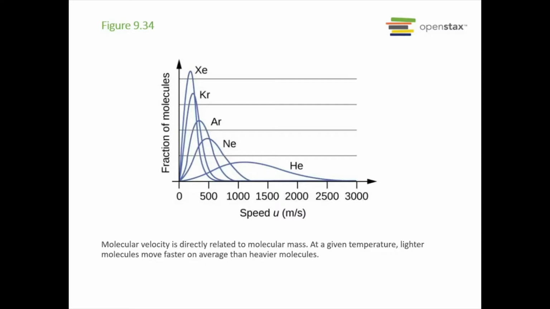We can also look at the molecular velocity compared to molecular mass. So this is all at one temperature for the noble gases, and we see the lighter molecules are going to move faster on average than the heavier molecules. So helium, being the lightest, has this wider distribution, but overall those particles are moving faster than the others.